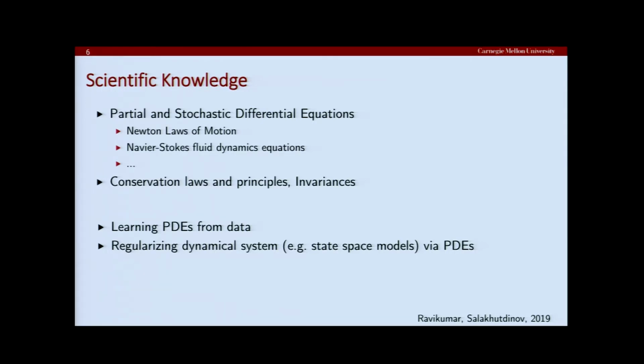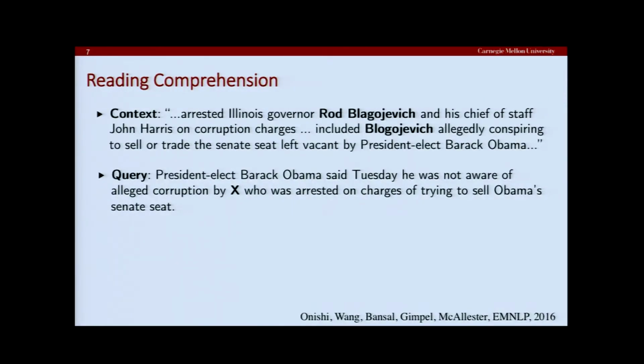Now, let me motivate how we're going to try to do that through a few examples. I'm going to be focusing primarily on examples based on natural language understanding, right? There's a class of fascinating work that's been happening in the last 5 years or so called reading comprehension tasks. Imagine that I give you some context. These were coming from CNN news articles. And it says, arrested Illinois Governor Rob Blagojevich and his chief of staff, John Harris, on corruption charges. And this goes on and on about what's been happening.